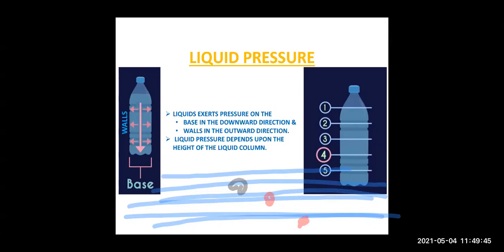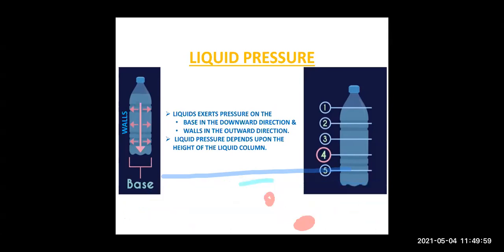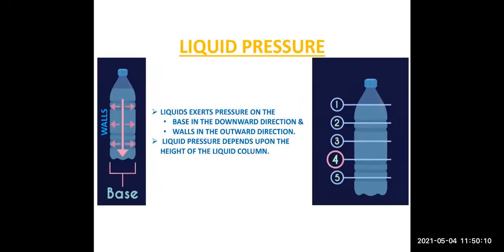Now you're going more deep. So as you have gone deeper, the height of the liquid column above you has increased, and the pressure on you will be greater now. So as you go deeper and deeper, the liquid pressure on you increases due to the increase in the height of the liquid column. Okay, beta.